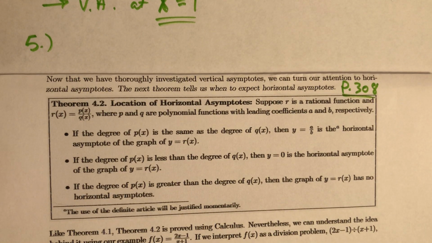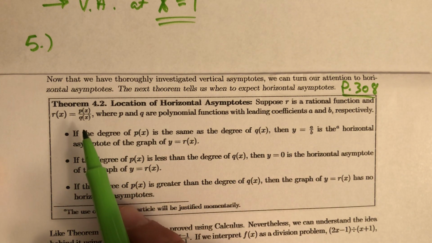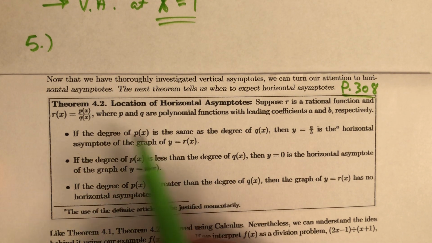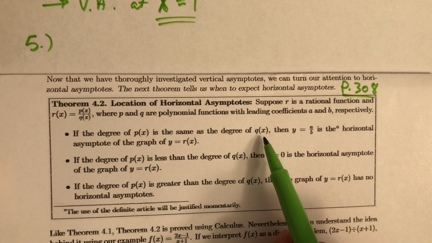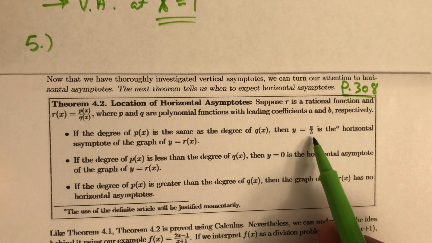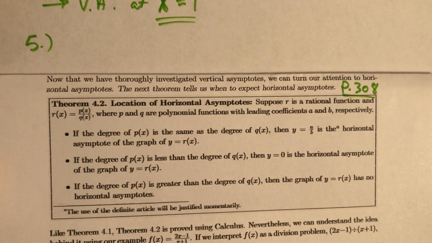All right. So suppose R is a rational function and we've got a quotient of two polynomials there. Leading coefficients are a and b. If the degree of the numerator is the same as the degree of the denominator, then y equal a over b, so this is the quotient of the leading coefficients, is the horizontal asymptote of the graph. Okay, well, that's the case we're in, right?